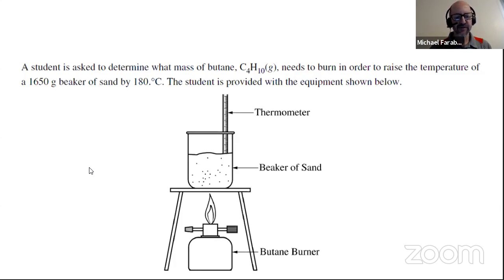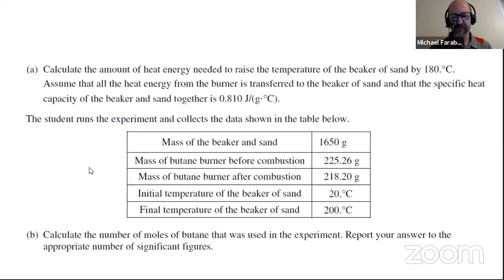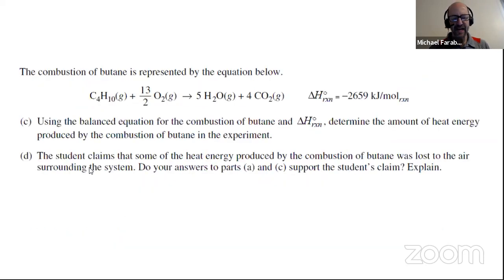Okay, so this is the first question. You can see a picture of a beaker of sand with a thermometer in it and a butane burner underneath that is heating the sand. And there's information about what is happening. And there are parts to this question. This is part A and B. And there is also a part C and D. So again, at this point, you are going to answer parts A, B, C, and D on your own. And then go ahead and click play when you are ready to check your answers.